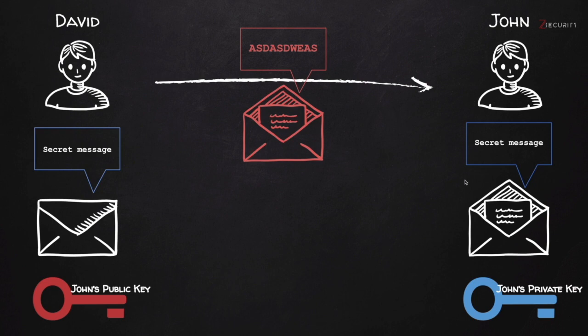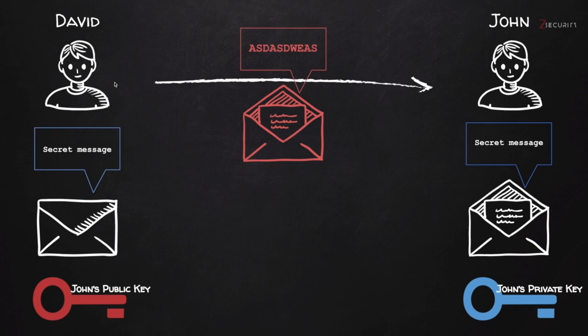Now, if John wanted to send something to David, the same can be done in the opposite direction. So David would create a key pair. He would send John his public key, and then John would use David's public key to encrypt messages. When David receives them, he will use his own private key to decrypt them.